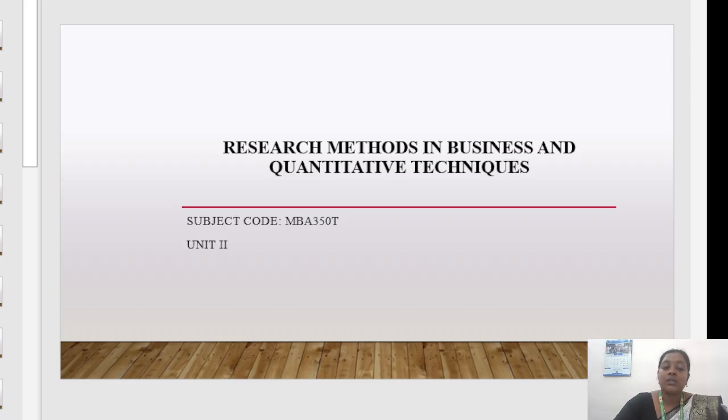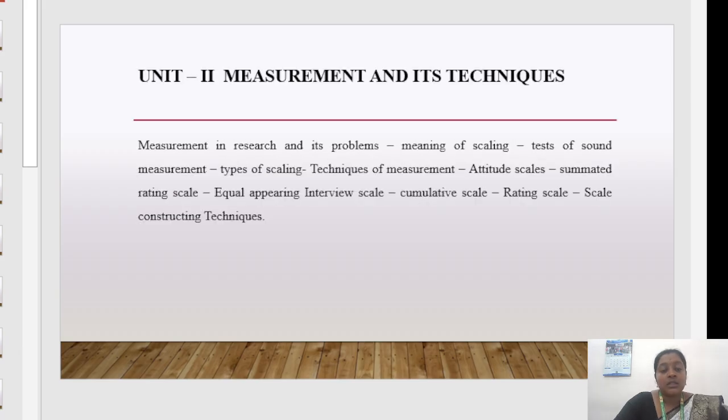Today we are going to discuss the topic of research methods in business and quantitative techniques. So this is the syllabus covered under this unit. It comes under the second unit, the measurement and its techniques.